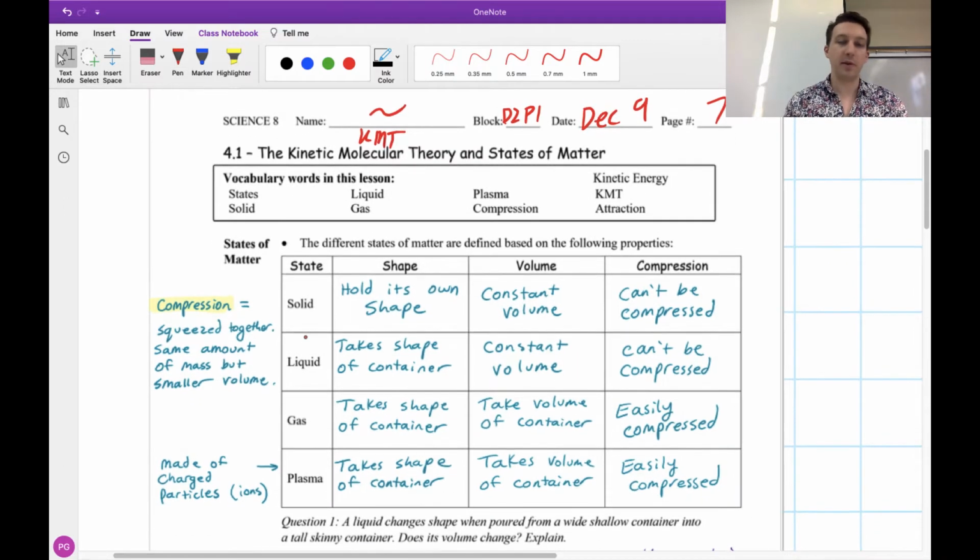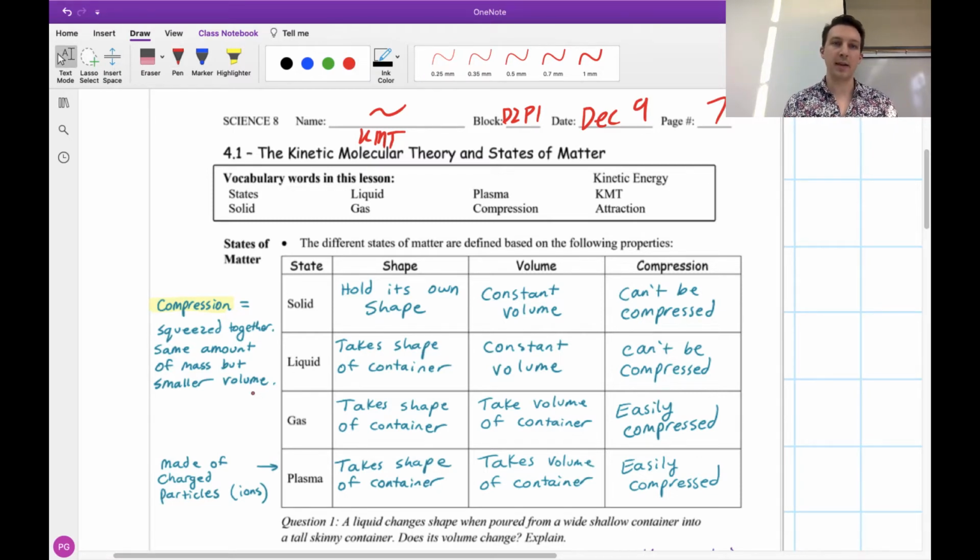Now, most people are familiar with the 3 common ones: solid, liquid, and gas. So solids, those are solid shapes. They hold their own shape. So for example, this stapler right here, very much a solid. It holds its own shape, and it has a constant volume, and I can't really compress it. If I try and press on the sides of this stapler, I can't squeeze it into a smaller volume. And that's what we mean by compression here. It's something that's squeezed together, so the same amount of mass in a smaller volume.